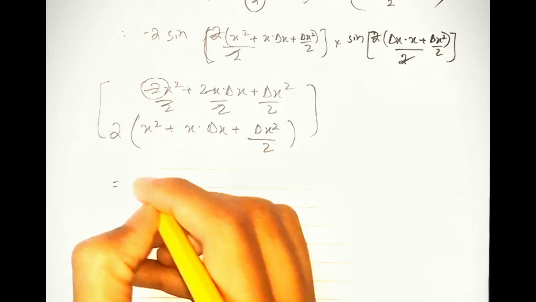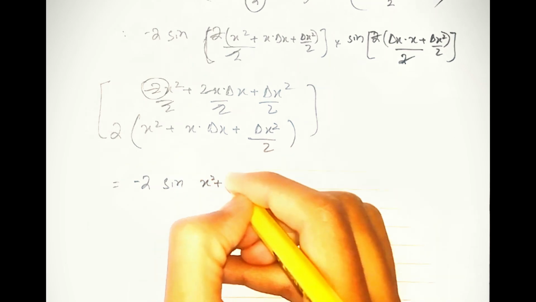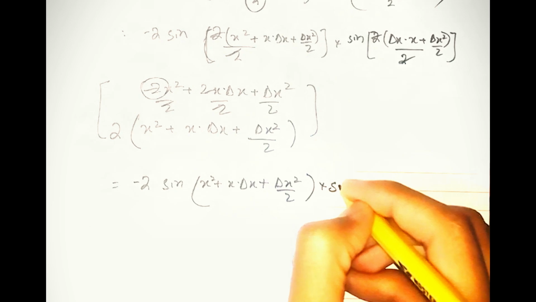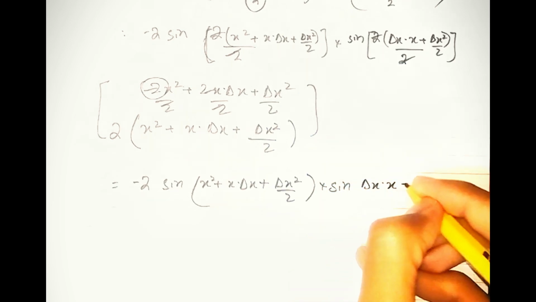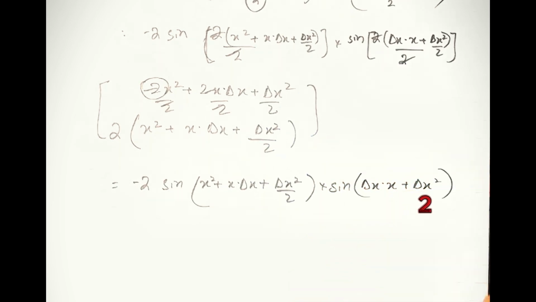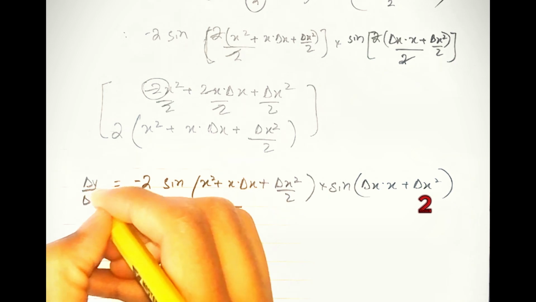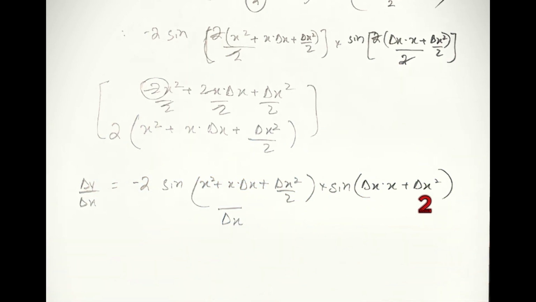So we have the final term minus 2 sine (x squared plus x dot delta x plus delta x squared divided by 2) multiplied by sine (delta x dot x plus delta x squared). And now we have to move towards the fourth step, and that is dividing delta x on both sides of the equation, right? But before doing that, the thing is over here we have delta x, and also the delta x is common over here, so I can take out delta x common over here. Now why am I doing that? Sorry, there was a 2 over here. So I can take out delta x common, and why am I doing that?